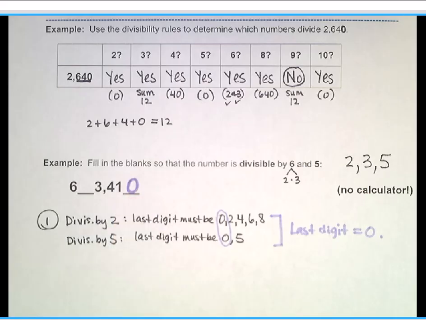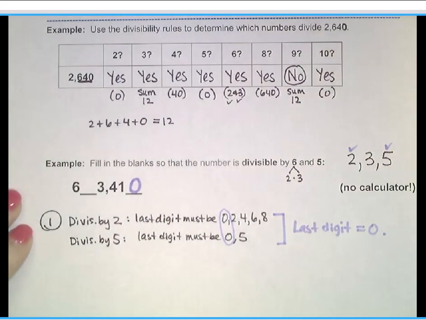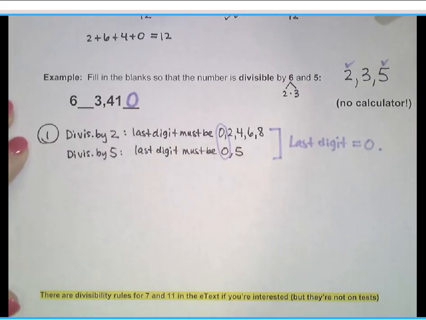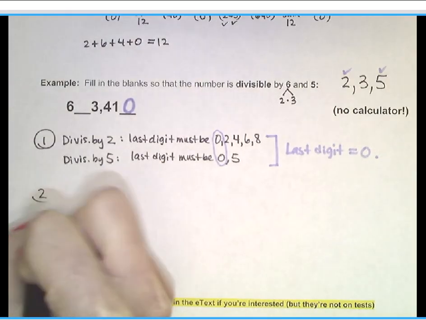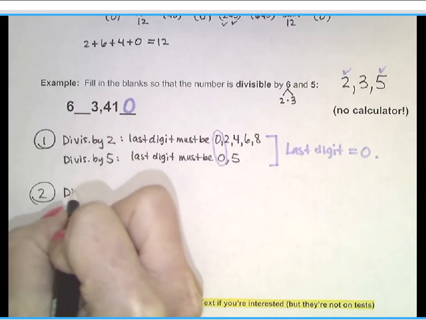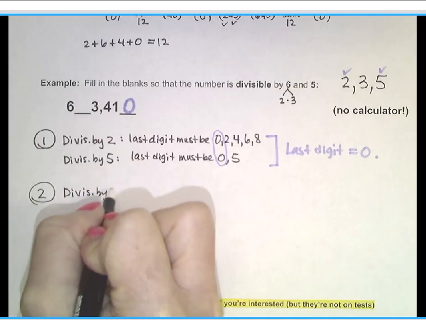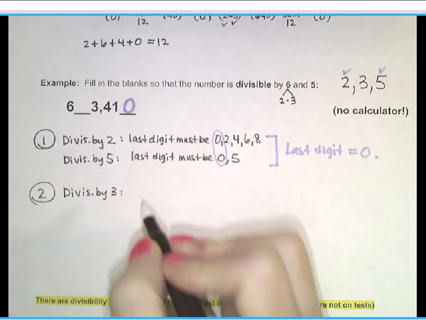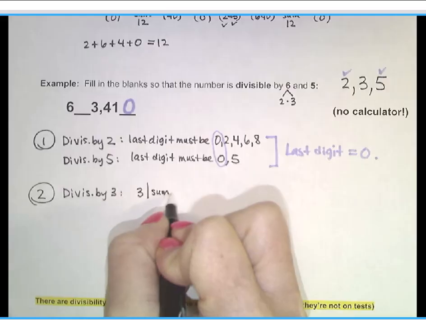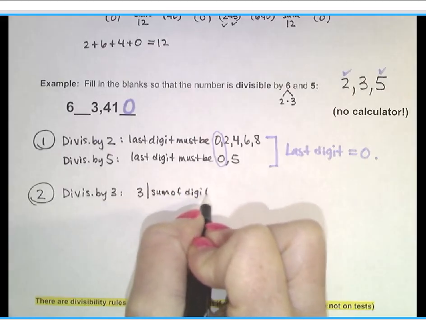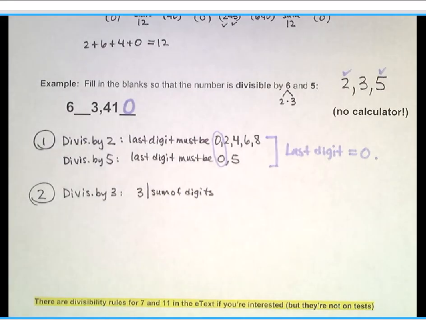Okay, so we've got the rule for 2 and 5. That's already satisfied. Now all we need to do for the second part is the divisible by 3 part. Let me scooch this up just a little bit. All right, so to be divisible by 3, the sum of the digits must be divisible by 3. I'm going to write it like this: 3 has to divide the sum of the digits.